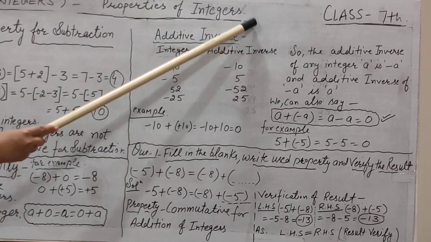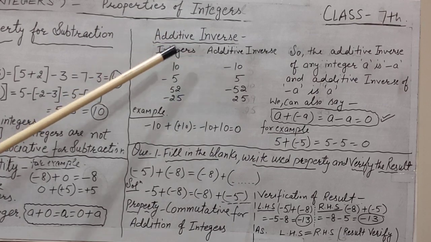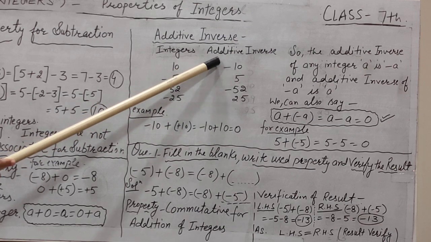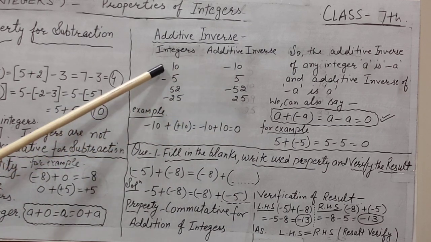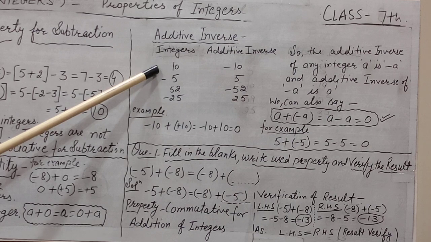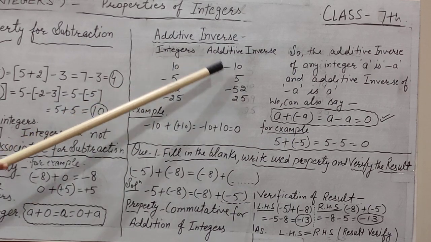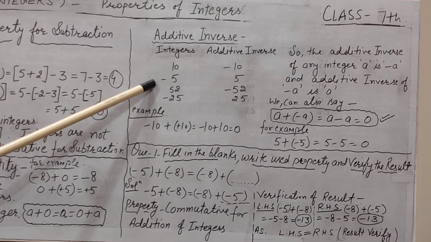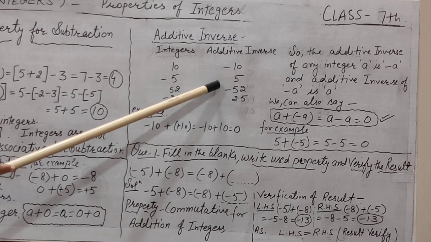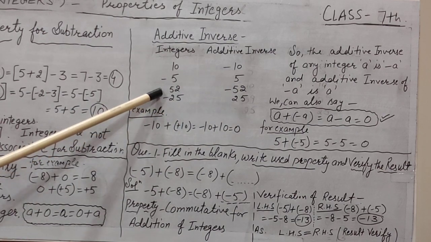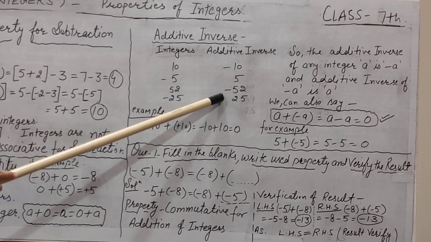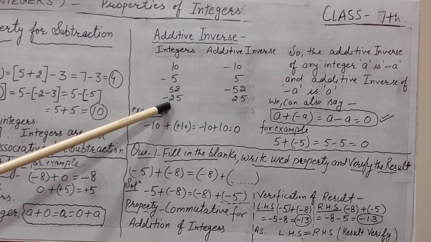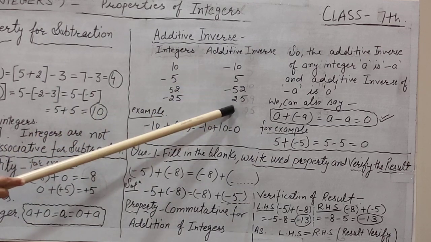What is the meaning of inverse? Inverse means opposite. So see the examples. I'll write a few integers and their additive inverses. First integer is 10, plus 10. Its additive inverse is -10. If I take the integer -5, what is its additive inverse? It is +5. Next is 52. Its additive inverse is -52. Next example, -25 is an integer and its additive inverse is +25.